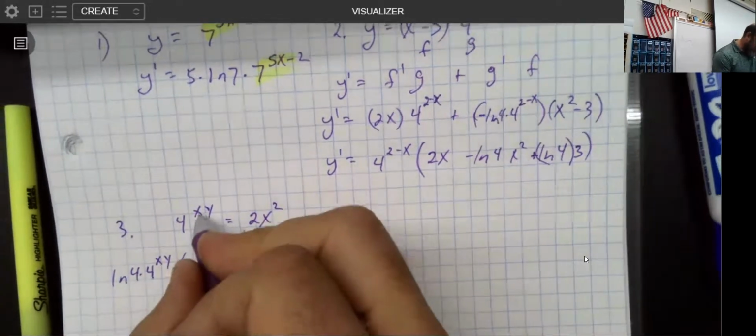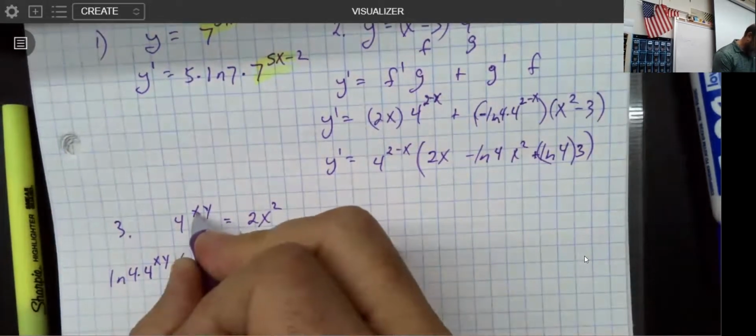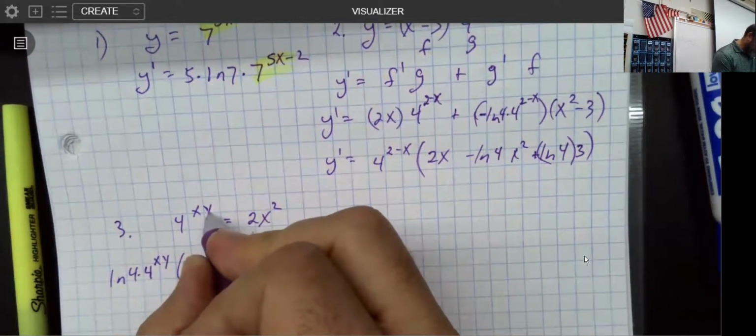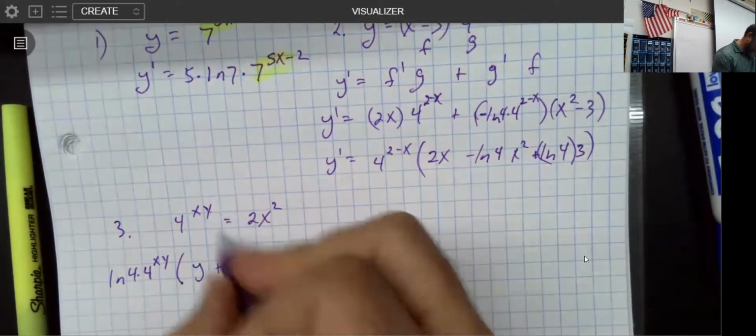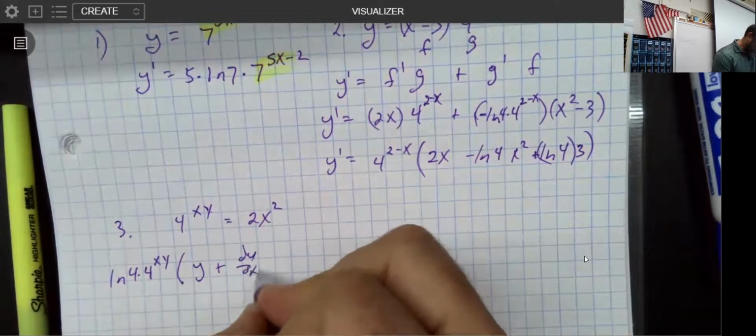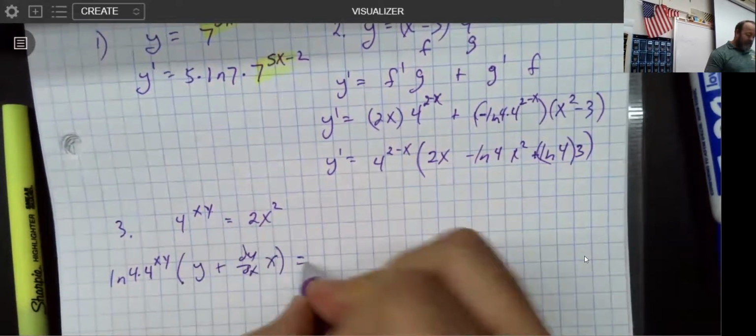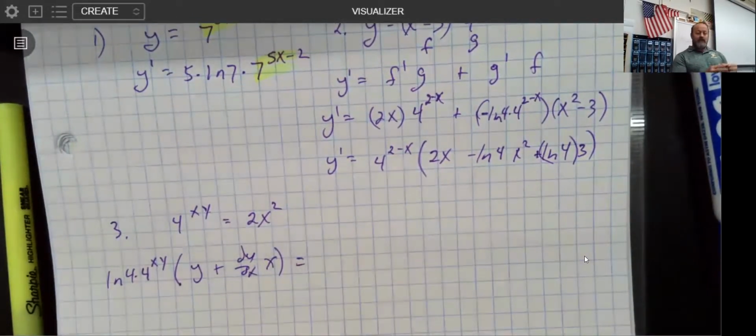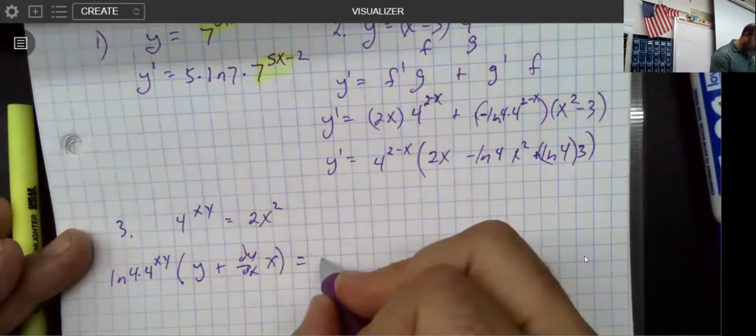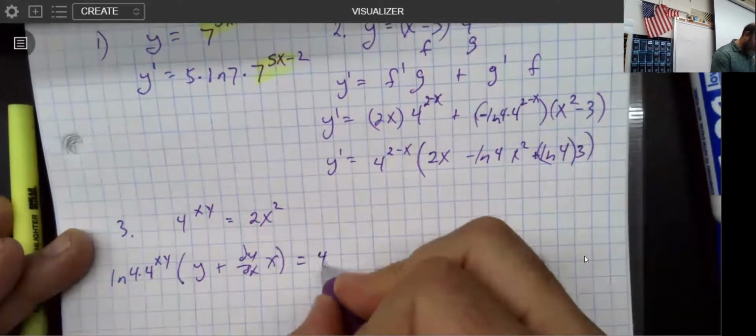So f prime g, so the derivative of x is 1, times g, which is y, plus the derivative of y, which is dy dx times the first. So that is the derivative of the left side of my story, and the right side of my story is fairly benign. I just have 4x.